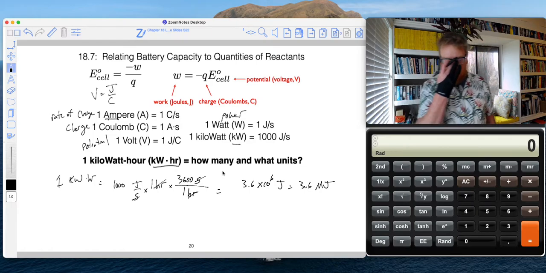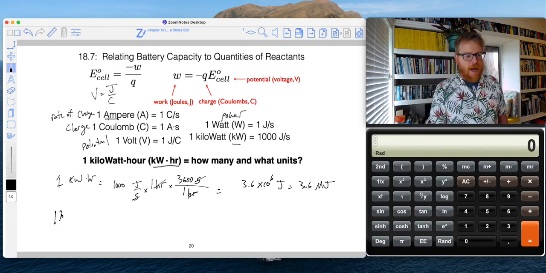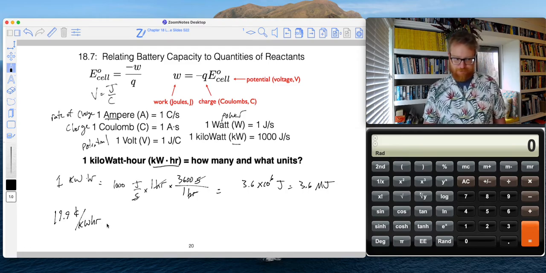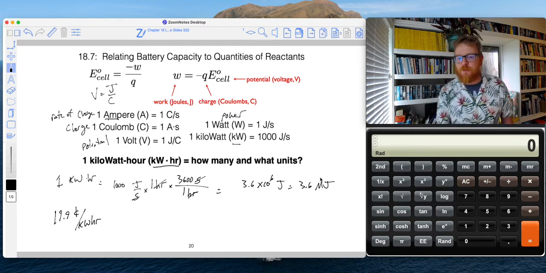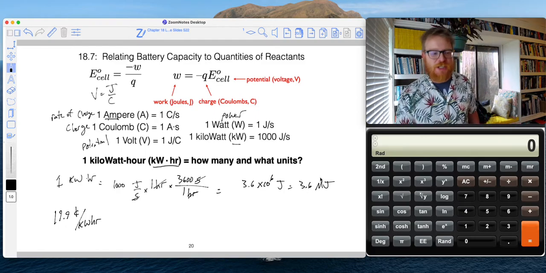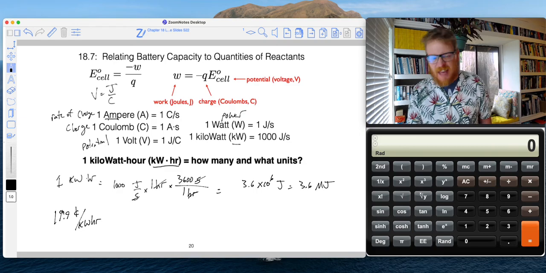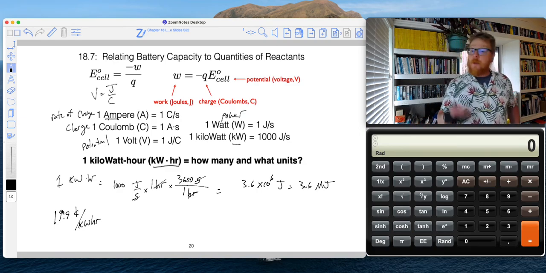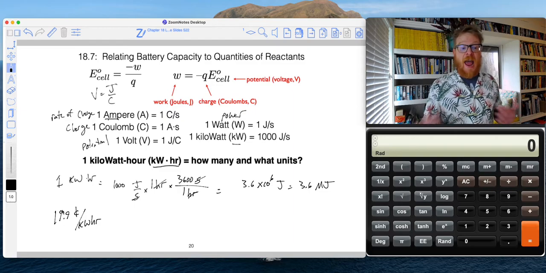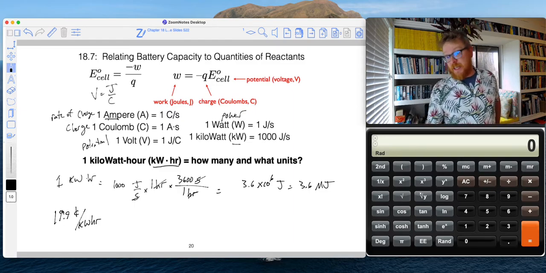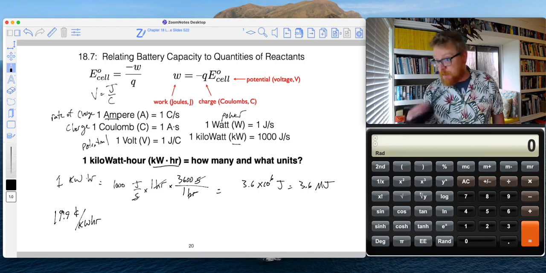And I just looked this up. The average for this past year for PG&E was 19.9 cents per kilowatt hour. So in other words, for every 3.6 megajoules of energy you use in your home, apartment, whatever, it's costing you roughly 20 cents. Now, I know that doesn't sound like a lot, but for example, in my house, we average around 450 kilowatt hours per month.